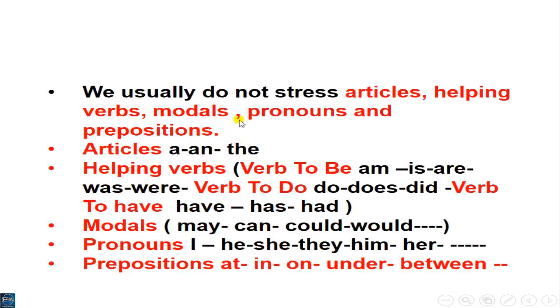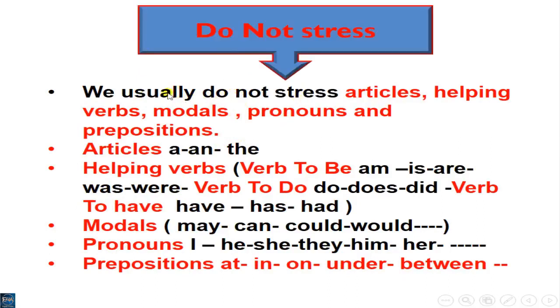In this lecture, we know what we stress, but we usually don't stress articles, helping verbs, modals, pronouns, and prepositions. Articles are a, an, and the. We don't stress a, an, or the. Helping verbs: the verb to be, am, is, are, was, were; the verb to do, do, does, did; the verb to have, has, had. As helping verbs, we do not stress them.